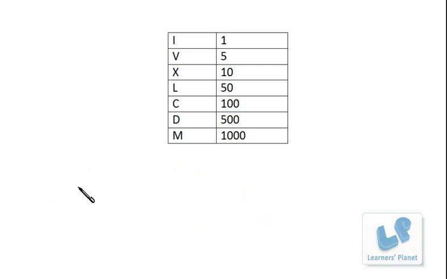Now how do we write 14? Further, we cannot use I more than 3 times. So what we do is, it's 10 plus 5 minus 1. 10 is X, 5 is V. If I have to deduct 1 from 5, I have to write I on the left side of V. So I will write I over here. So it's XIV. That is 14. Okay, getting me?